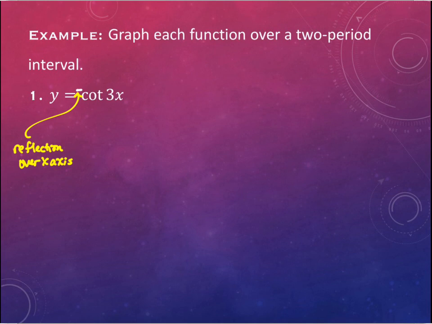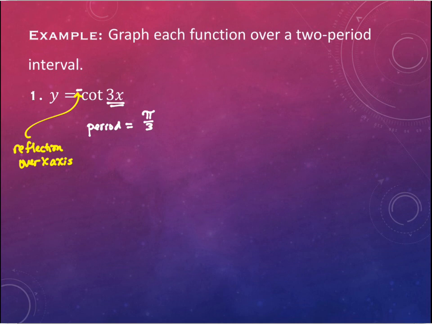The other part of it then is this 3x business. So that's going to affect my period. My period is now going to be pi over 3 because it's supposed to be pi over whatever the value is that's multiplied by x. This is the period that I have.